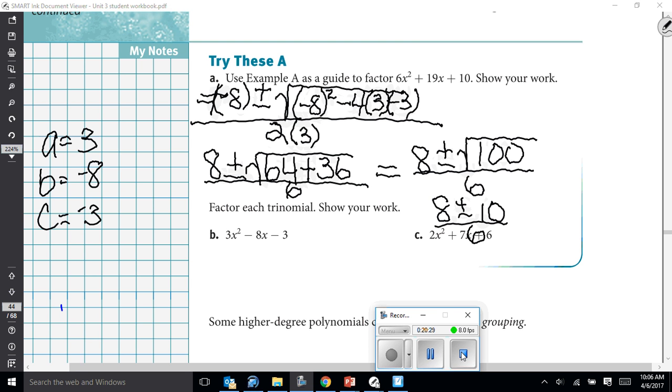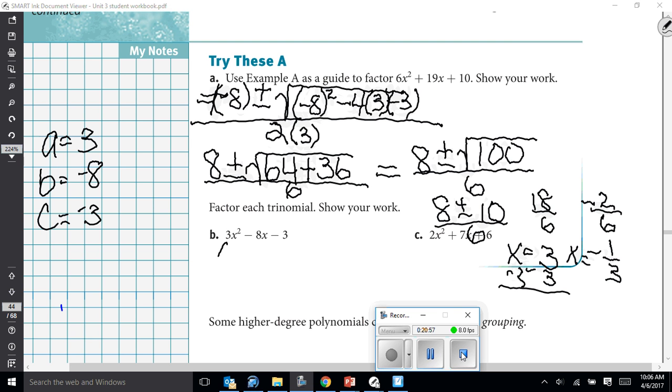So now we have 8 plus 10, and then we have 8 minus 10. Now this is what x equals, right? Yes. So now setting up our parentheses, how do we make this so that the 3 is with the x, that it equals 0?